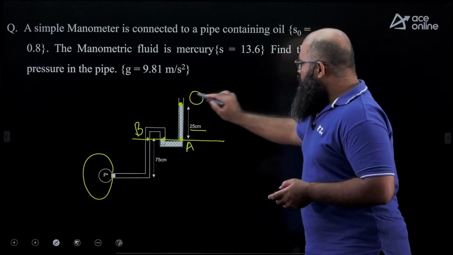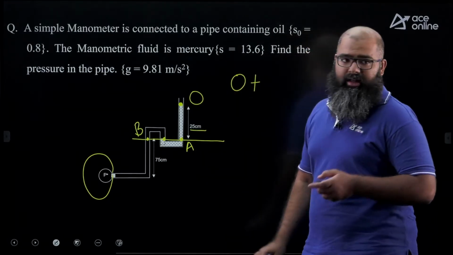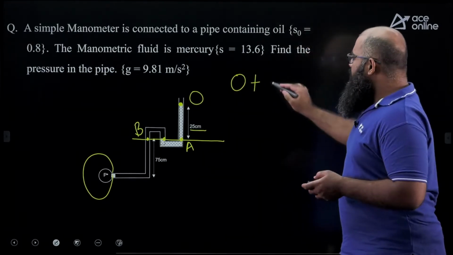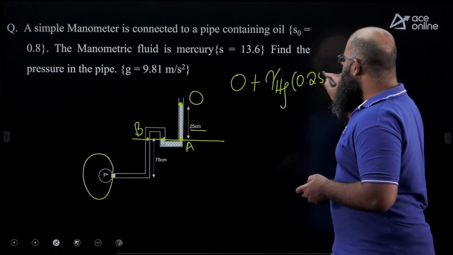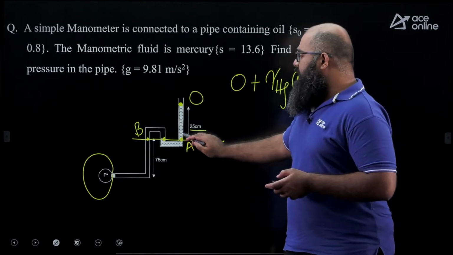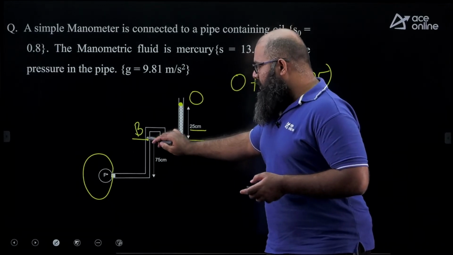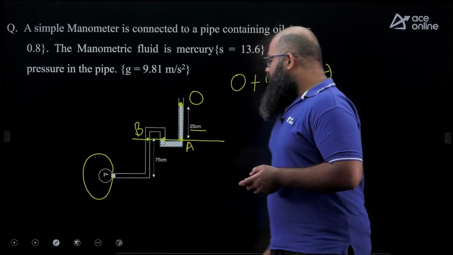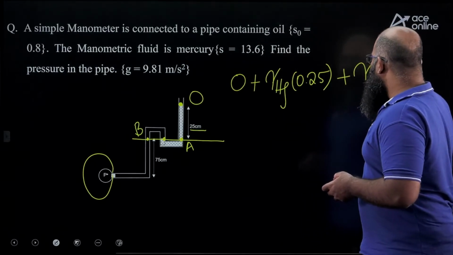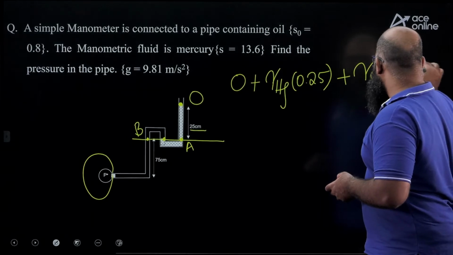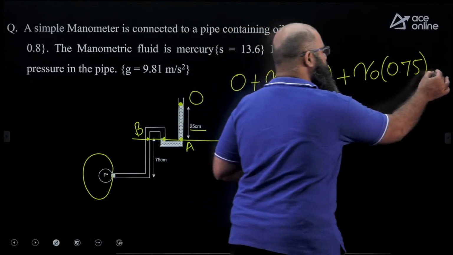Let us start now. From this particular point, I'm starting, so 0 plus. Since I'm going down, the pressure is supposed to increase, therefore plus gamma of mercury multiplied to how much height? 0.25 meter. I have reached till here. Reaching till here is as good as reaching to this particular point because we are on an isobar right now. Further again we are going down, but this time we are going down with the oil. So therefore plus gamma of oil multiplied to the depth being 0.75. You have reached the point P, therefore we can safely say this is equal to pressure at point P over here.